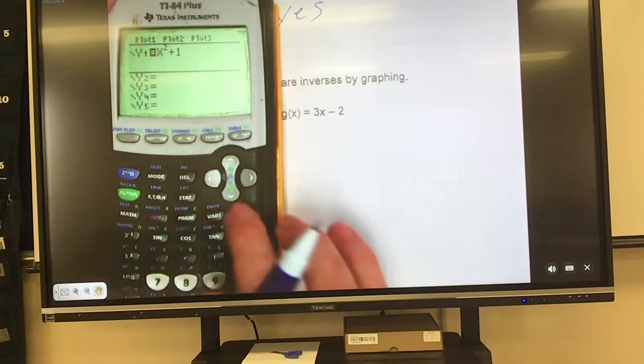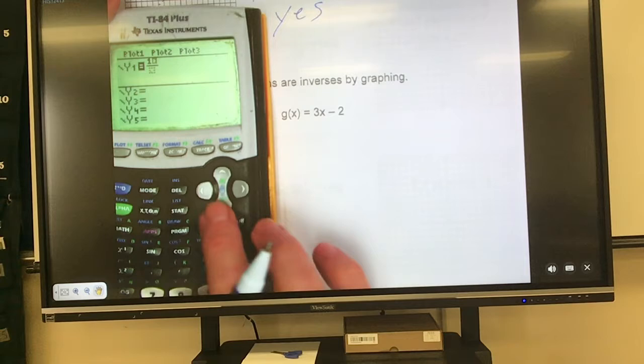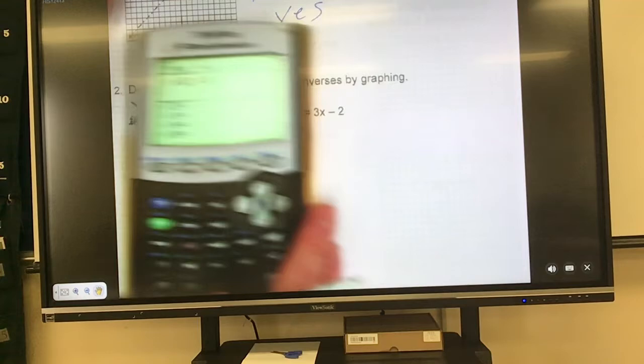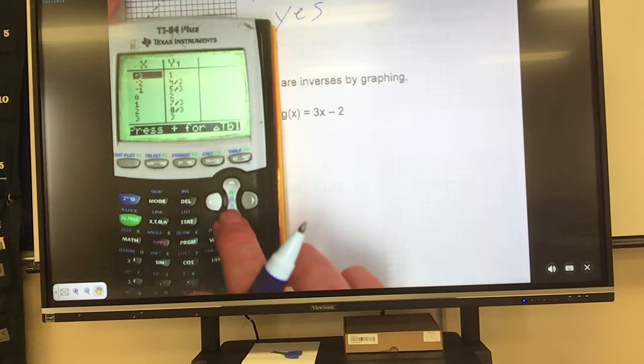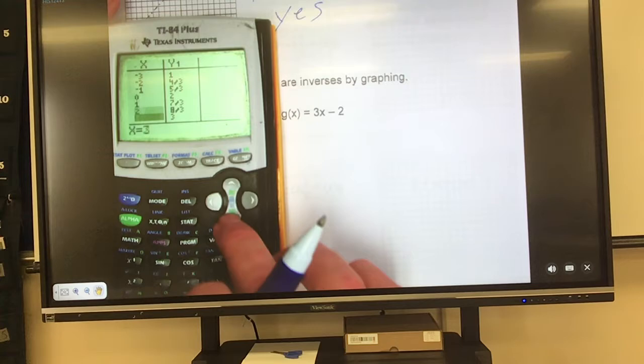is clear 1/3. So we have 1 over 3 x plus 2. And let's take a little peek at the graph. Kind of looks like something like that. But let's go second graph. And let's get nice, easy numbers. So I'm looking at only the whole numbers. Give me about 3 whole numbers. Okay, so let's go negative 3, 1 works.